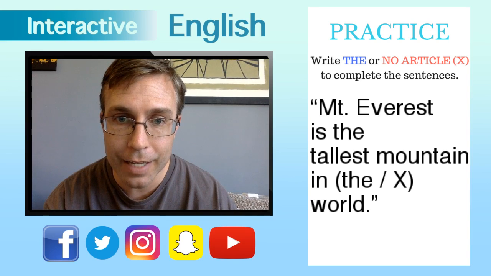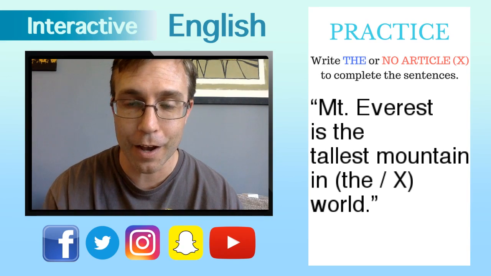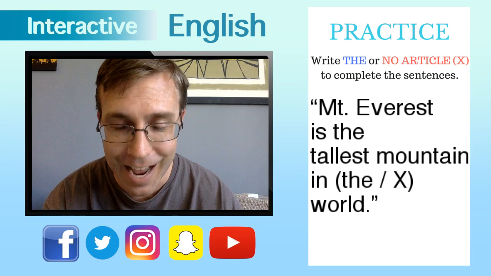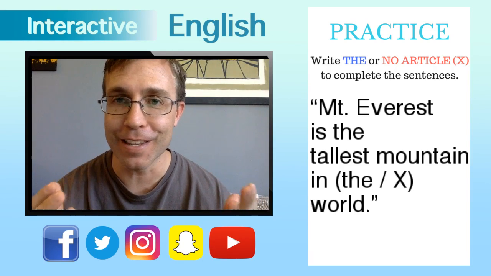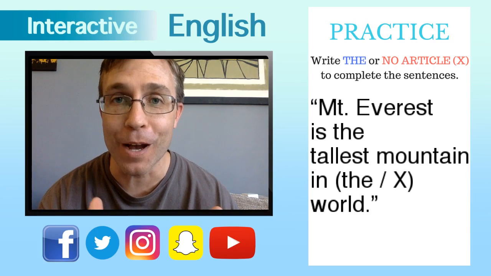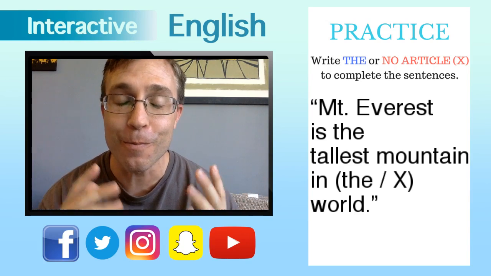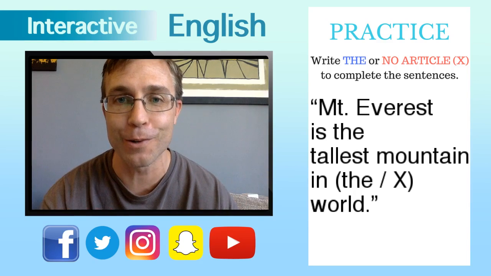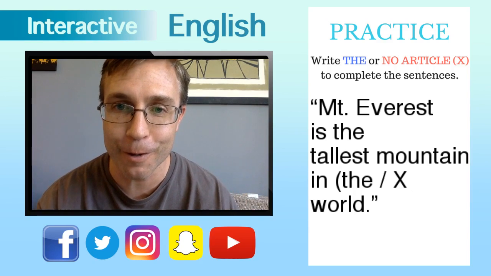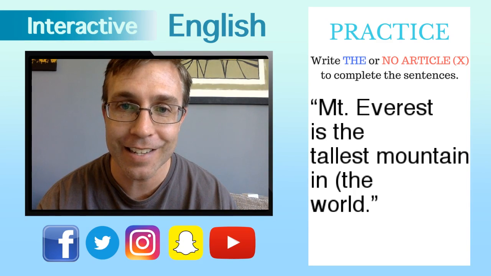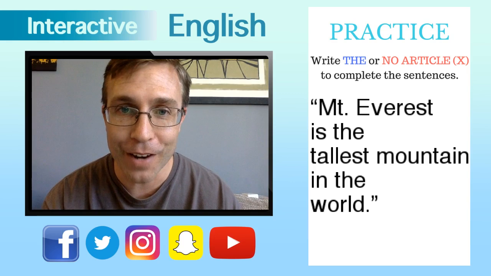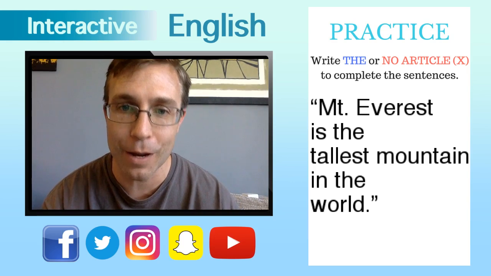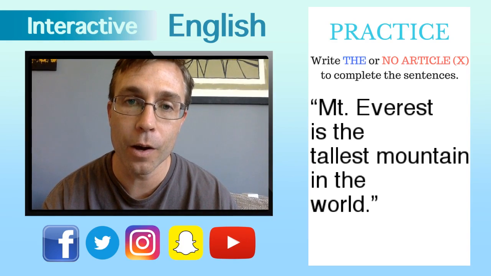And finally, the last one, again, we're talking about the noun world. How many worlds are out there that you guys know about? There's really just one. There's one Earth. There's one world that we are referring to. So it is the world. So Mount Everest is the tallest mountain in the world.